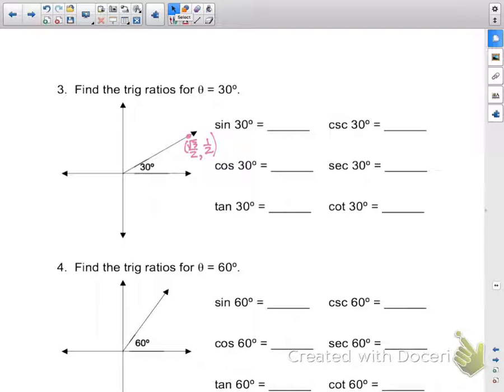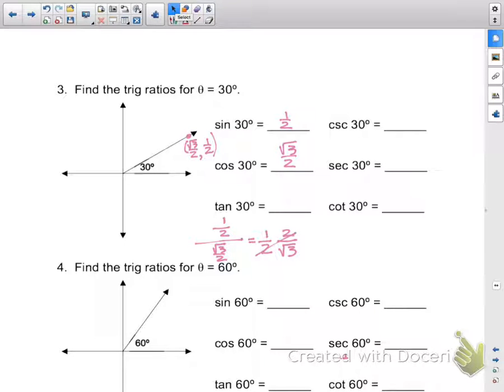Which one of those is my sine? 1/2. Which one of those is my cosine? Root 3 over 2. Okay, so you could start with flipping those to get your reciprocals, or how do I find my tangent? Divide. If I'm dividing 1/2 by root 3 over 2, how do I actually divide fractions like that? Keep the first one, and what do I do with the second one? Flip it and multiply.